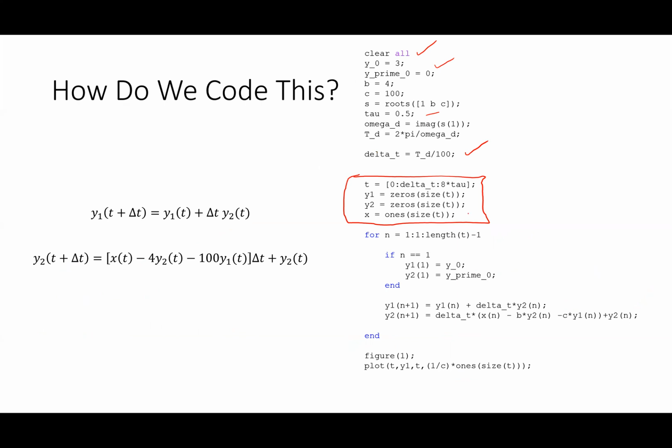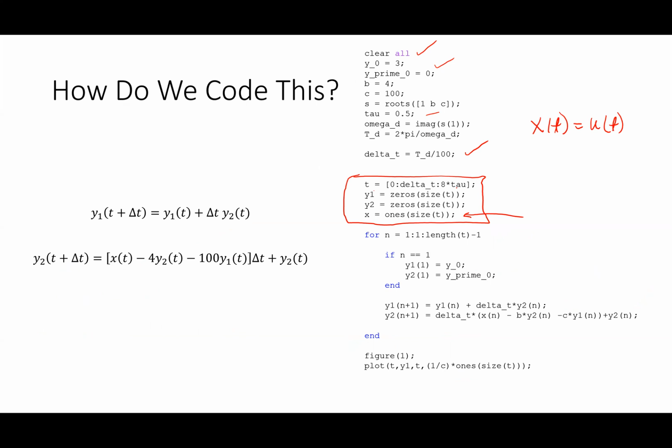So a couple of things here. X of t, my input was u of t. In other words, it's equal to 1 for t greater than or equal to 0. So what I did was I created a ones vector, right, that has the same size as my time vector. So that creates a vector of ones, okay? And notice my time vector goes from 0 in steps of delta t up to 8 tau.